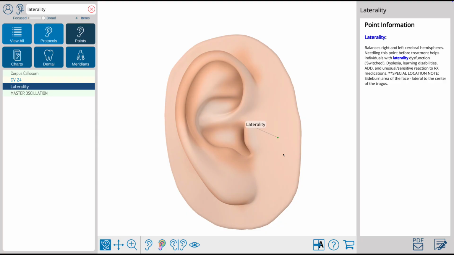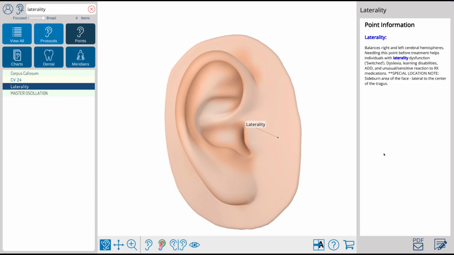So if you're doing a full ear protocol, check for this point first and treat this point first always. Recheck it regularly on follow-up appointments. It can drop out again during stress, after eating, or when the system is overwhelmed.